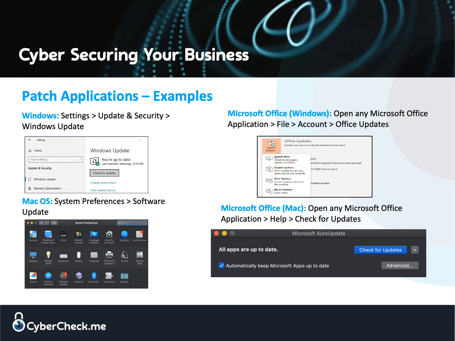For Microsoft Office on Mac, firstly open any Microsoft Office application, such as Word, Excel. In the top toolbar, select Help, and then followed by Check for Updates. Microsoft Office on a Windows computer, it works pretty similar. Open any Word application, navigate to File, Account, and lastly, Office Updates. So these were just a few examples of applications and operating systems and how you can check for updates on those. For any other applications or operating systems, please check your vendor's website to make sure you understand the process of how to do this.